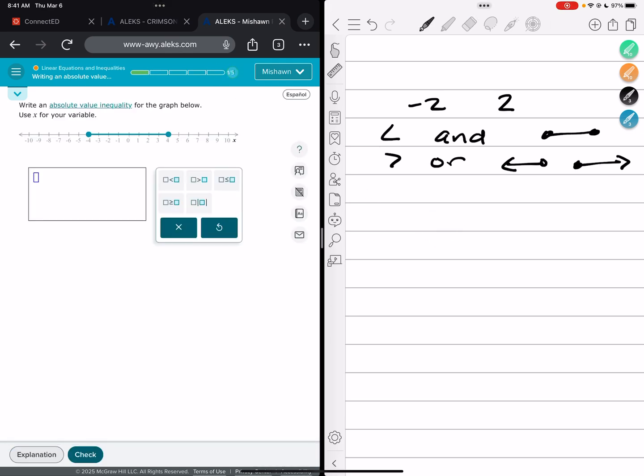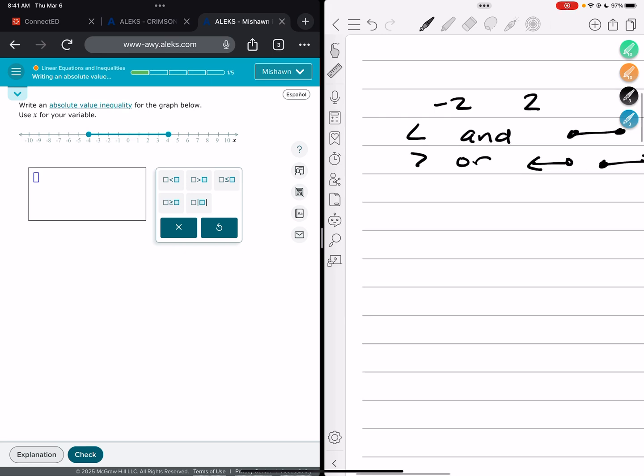Okay, so if I'm looking at this again, I can see that I've got the number, it can also be less than or equal to or greater than or equal to. Sorry, I should have stated that last time. Because it was an open circle, that's why we just did less than.